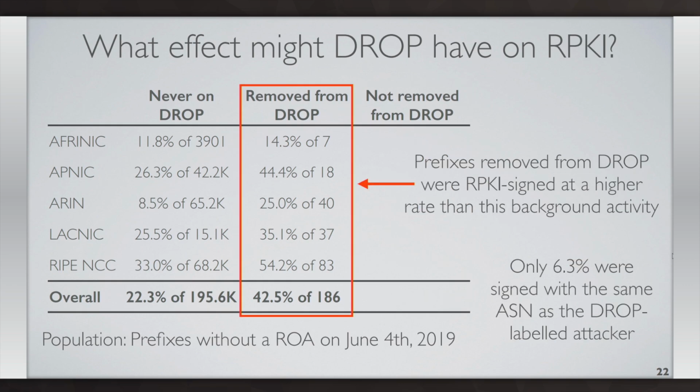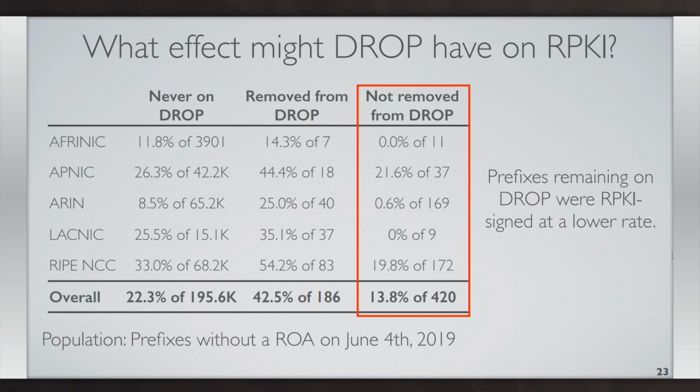For the second category, we see that if your prefix was on DROP and was then removed, the RPKI uptake here is much higher, nearly double that if you were never on DROP. And this might be because Spamhaus requires, as a precondition of being removed from DROP, that you do certain things to show that you won't indulge in abusive activity again. And part of that might be signing ROAs. And finally, as we expected, if your prefix is not removed from DROP, we see that those prefixes are signed at a much, much lower rate.